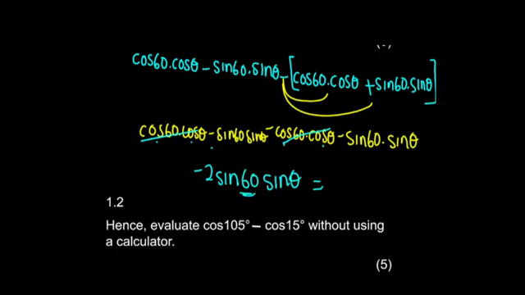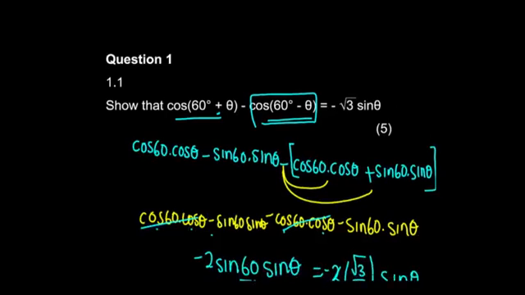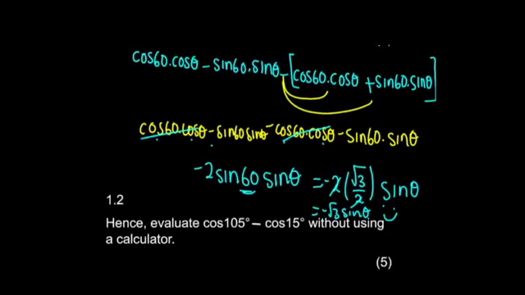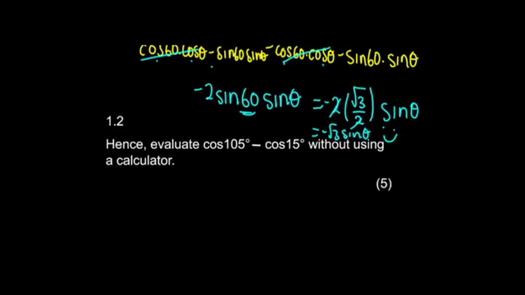So I know that I can rewrite sine 60, again using your diagrams, your triangles. Sine of 60 I can rewrite from that as root 3 over 2. You can also use your calculator to just double check there, times sine theta. Okay, we'll see that the 2's will cancel, so I just end up with minus root 3 sine theta, which I'm very happy with because it is exactly what they asked you to show. So we've shown that that expansion will give us minus root 3 sine theta.